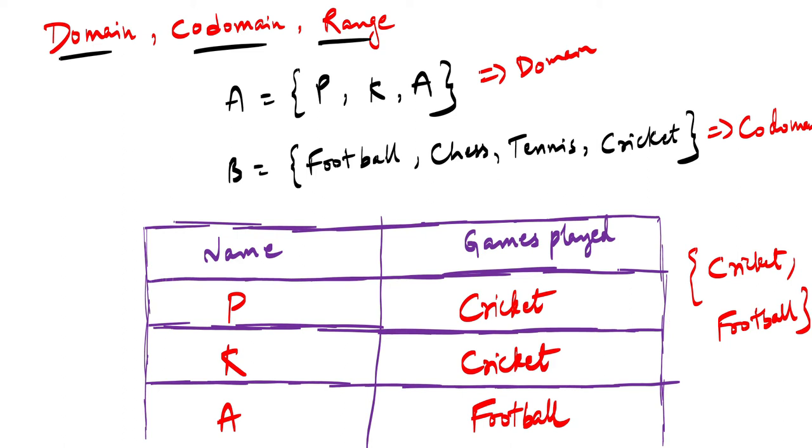See, just observe the difference. Domain is everything which we can take as input. So here these three, P, K and A, can be taken as input. So this is domain. Codomain means the possible outcomes. They are not the actual outcomes. All the elements that are in codomain may not be the outcomes. Some of them may be the outcomes. So all the possible outcomes come under codomain, and what actually comes out is the range. So this is the range.